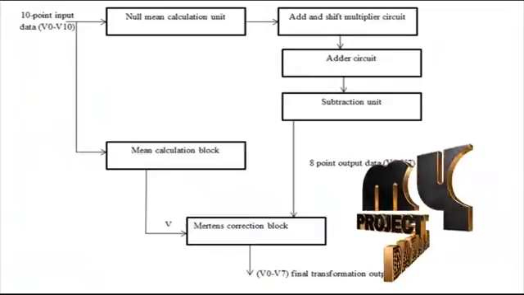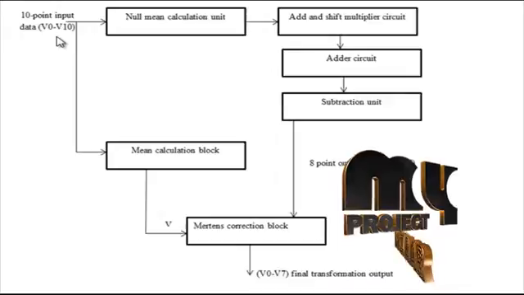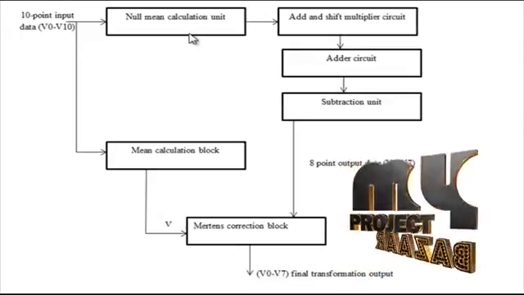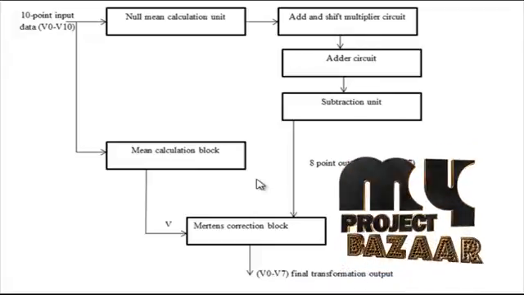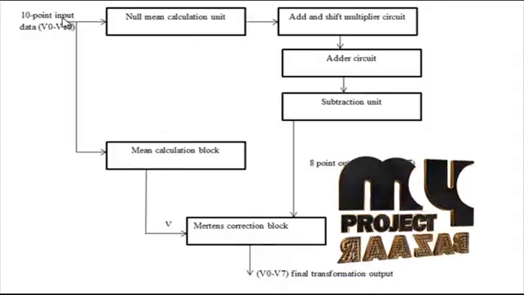Now we are going to discuss the flow of this title. In this flow we are giving the 10-point input data, V0 to V9, as input to the null mean calculation unit and the mean calculation unit. We want to calculate the mean value and null mean value for the given input data.